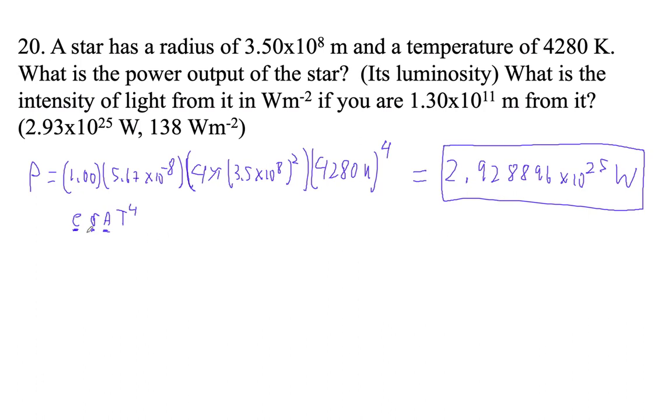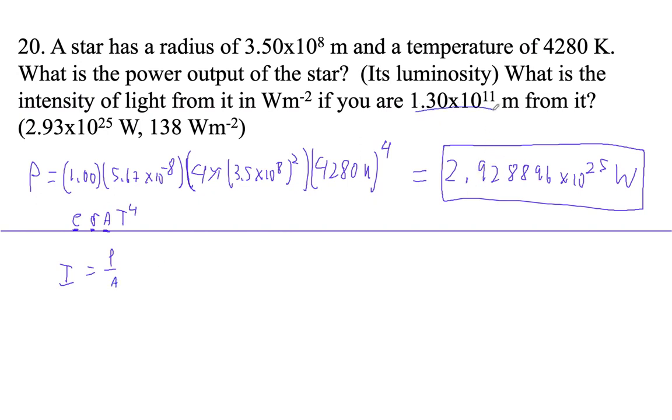Okay, and now we're going to figure out what is the intensity at the distance we are from it. Well, remember that intensity is power divided by area, and we just figured out the power. And if we are 1.3 times 10 to the 11th meters from it, that means that light has spread out over an area equal to a sphere of that radius. So the intensity is going to be the power divided by 4 pi r squared, where this will be our r. And this is a basic concept of astronomy.